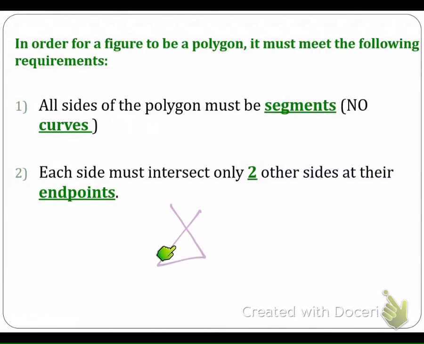Okay? Because these are segments, but they're not meeting at their endpoint. So the sides can't cross. You also can't have something like that because these 2 segments aren't even intersecting at all. Okay? So they have to touch, and they have to touch at the endpoint. So you can't leave it hanging open, and you can't have any crisscrossing.